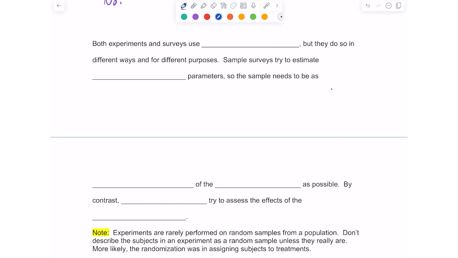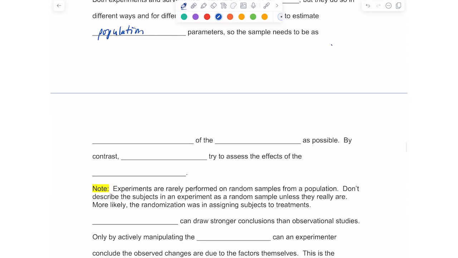Welcome back. In this video, we're going to look at blinding in an experiment and the placebo effect. Both experiments and surveys, we know, use randomization, but they do so in different ways and for different purposes. Sample surveys try to estimate population parameters, so the sample needs to be as representative of the population as possible. By contrast, experiments try to assess the effects of the treatments.